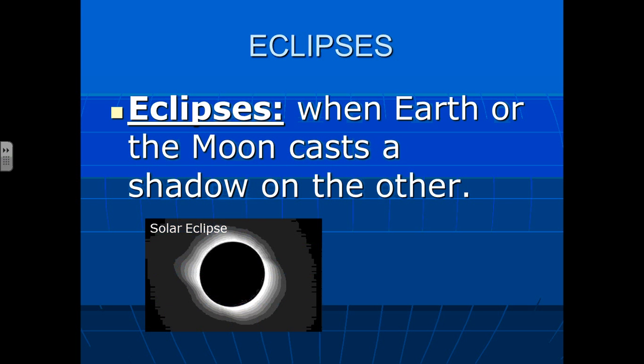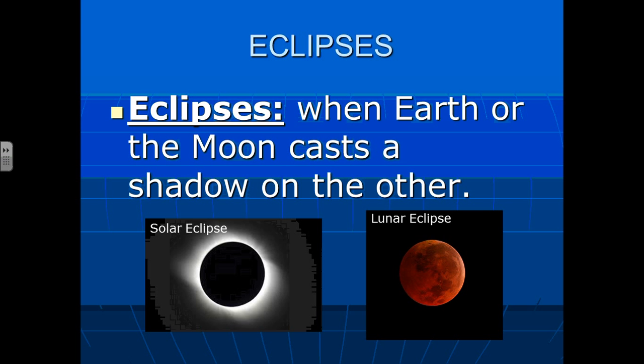We have two types of eclipses. We have solar eclipse and we have a lunar eclipse. A solar eclipse would be an eclipse of the sun, so blocking out the sun, and a lunar eclipse is an eclipse of the moon, which means that the moon is being blocked out or being in the shadow.